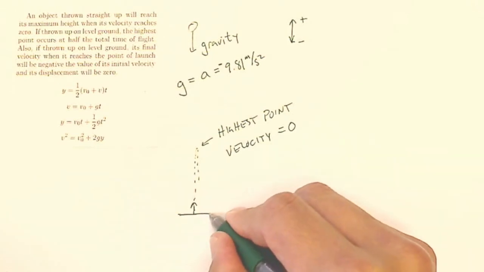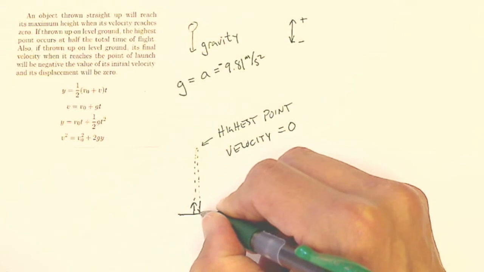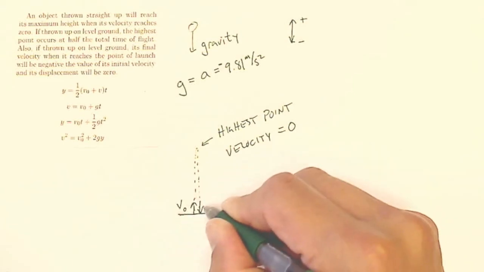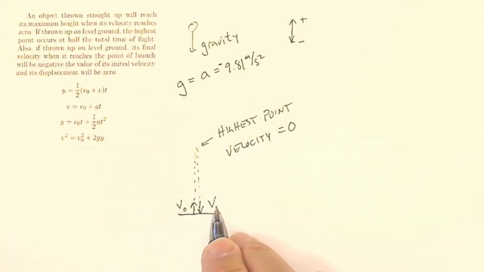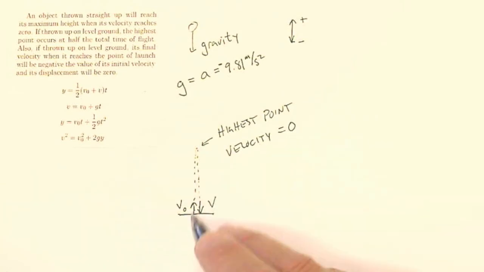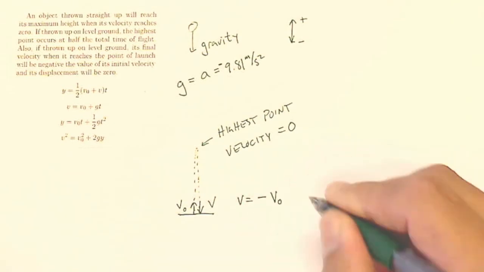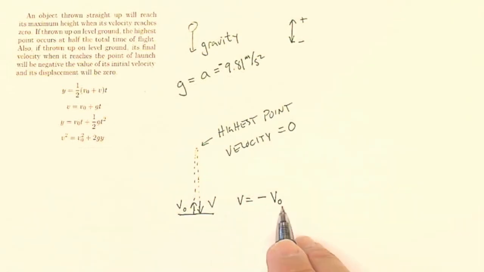Another trick is when it comes back down and reaches the ground. If this is my initial velocity, this is my final velocity when it hits the ground, and that's different from the velocity at half the time, where it goes up and comes back down. The velocity when it hits the ground is going to be the opposite of the initial velocity. So same magnitude, but opposite direction. If this was going up at 72 meters per second, this will be going down at 72 meters per second.